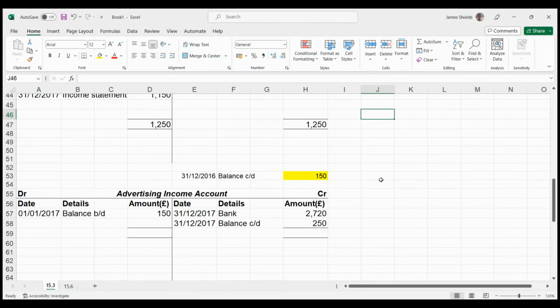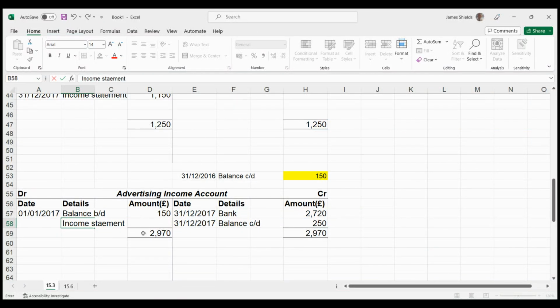Advertising income. Right, again, we've got the debit side is £150. The credit side is a much bigger total. So the bigger total is £2,970. So that goes on both sides. Then the difference is what goes to your income statement. The 31st of December 2017. So it's what we received during the year, plus what we were due, less what related to last year. So basically, your £2,970, take away your £150, it's just £2,820. So that goes in your income statement.